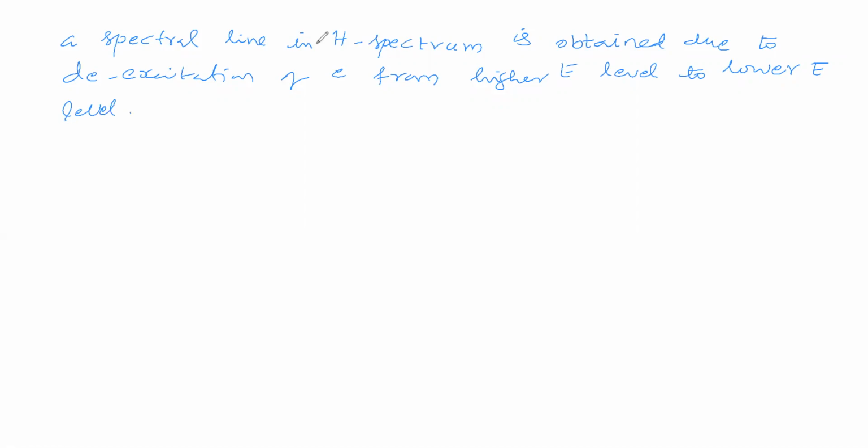In the hydrogen spectrum, a spectral line is present. Why is the spectral line obtained? An electron jumps from a higher energy level to a lower energy level while emitting radiation. Due to that radiation, the spectral line is obtained. This is Niels Bohr's thought. Niels Bohr took this hydrogen spectrum, which is experimentally obtained, and studied the spectral lines in it.